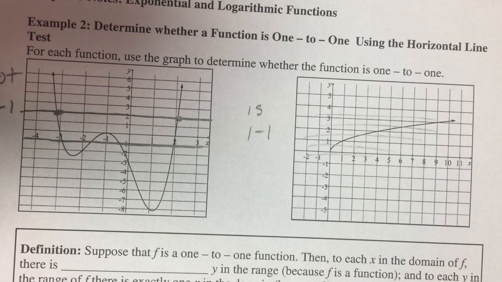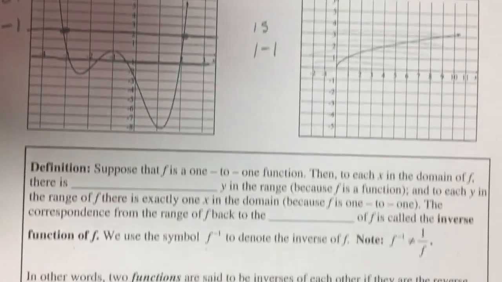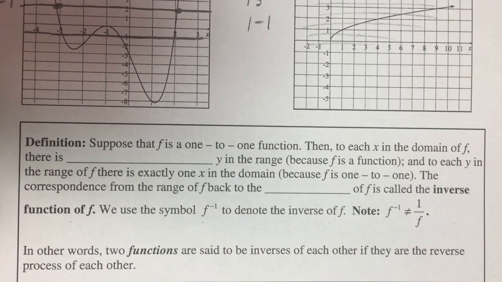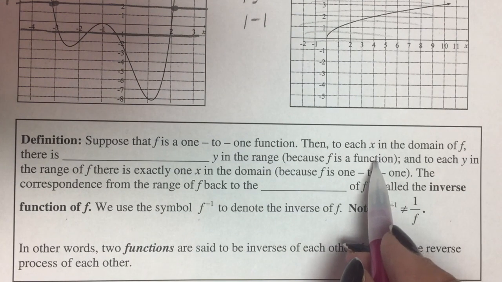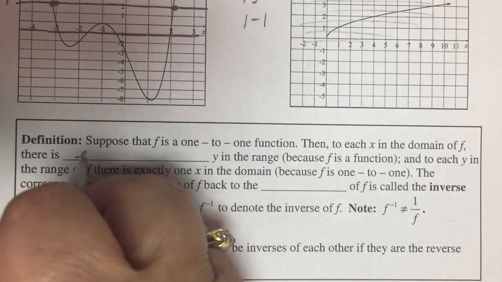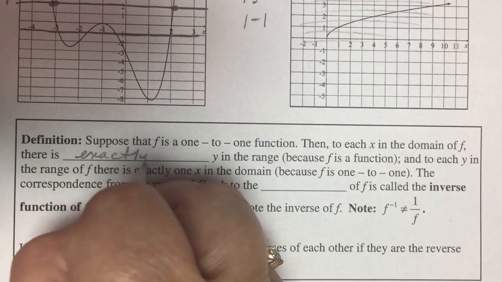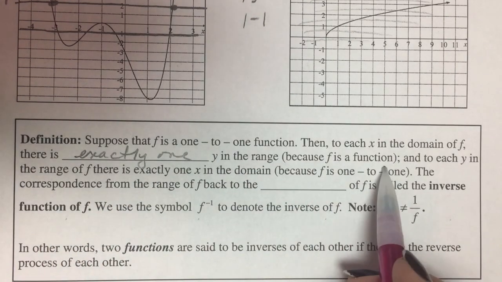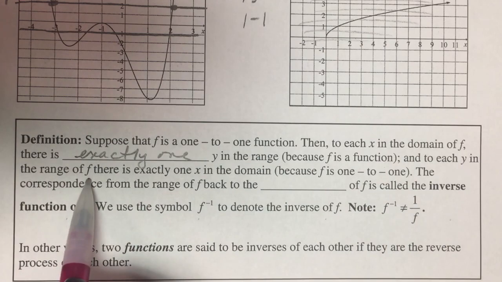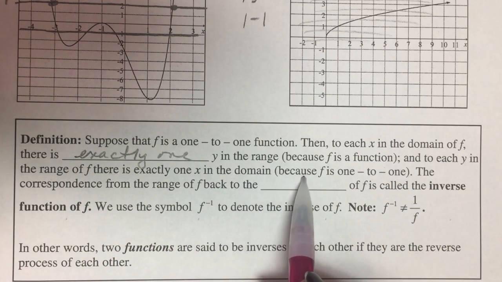Okay, so now we're going to start getting into something called the inverse function. Suppose f is a one-to-one function, so we start with a one-to-one. Then to each x in the domain of f, there's exactly one y in the range, because f is a function, and to each y in the range of f, there's exactly one x in the domain. So we talked about that. That means one-to-one. Everything is mapped to one and only one thing going both ways.